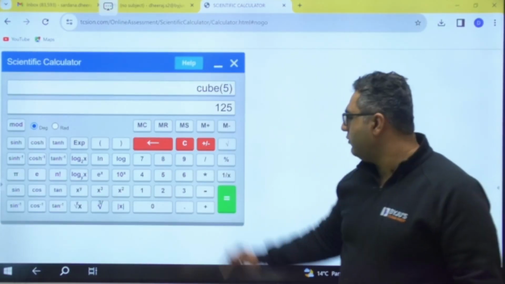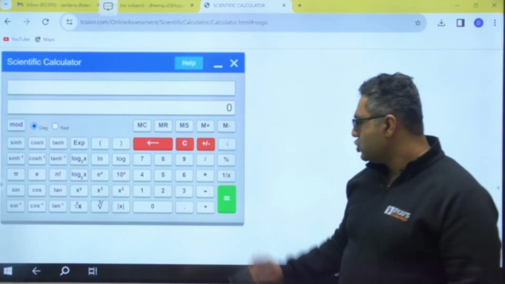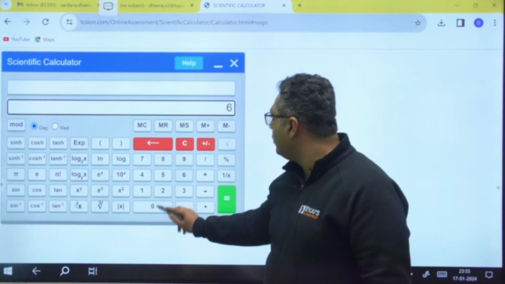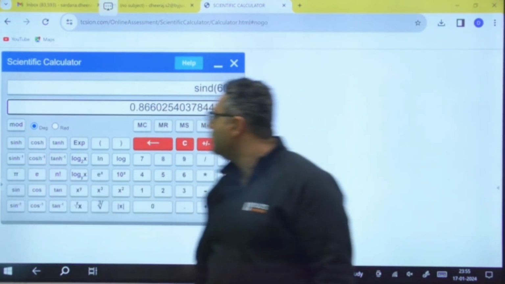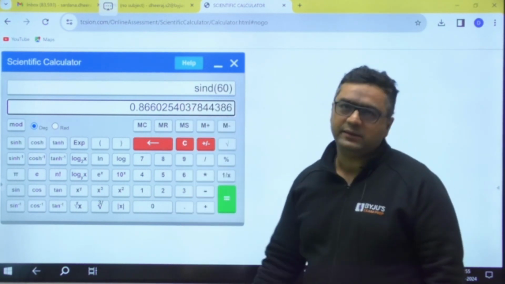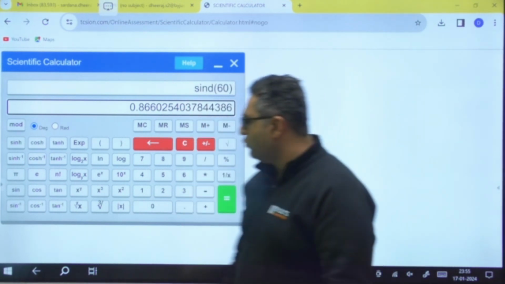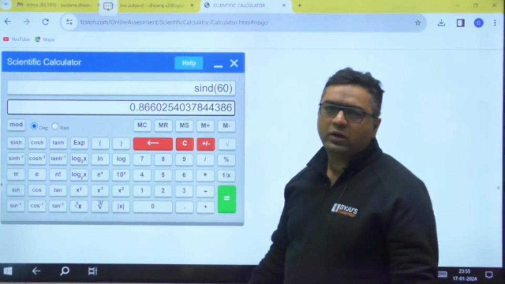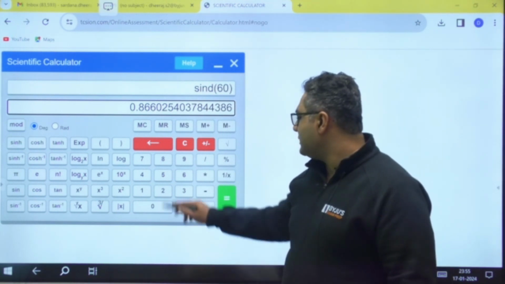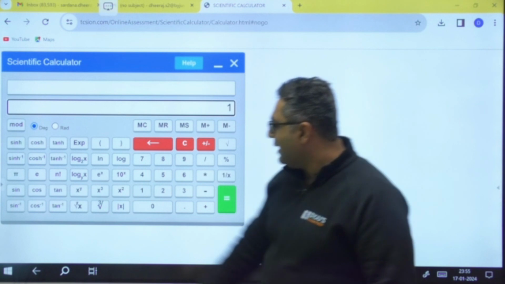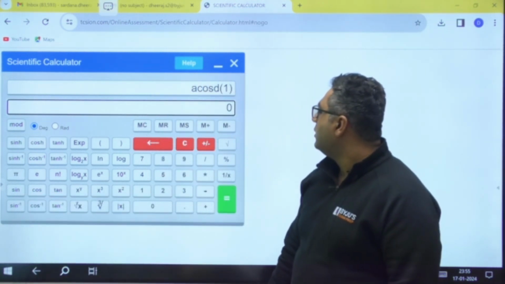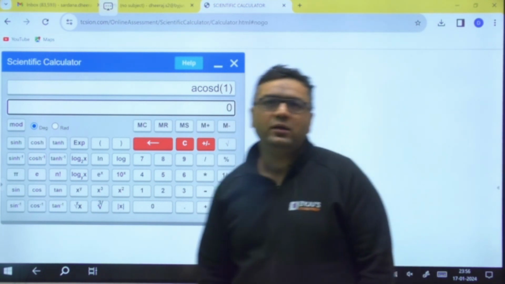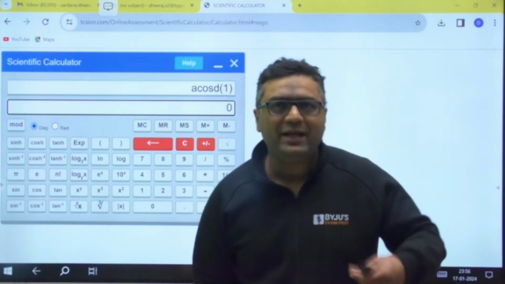So first of all we will clear the screen. You want to find out sine 60, you go for 60 and then you go for sine. So you would get the value 0.866. Similarly, let us say you want to go for cos inverse. Let us say I write 1 and then I go for cos inverse. So you get cos inverse 1, you are getting 0 as the angle, since cos 0 is 1.